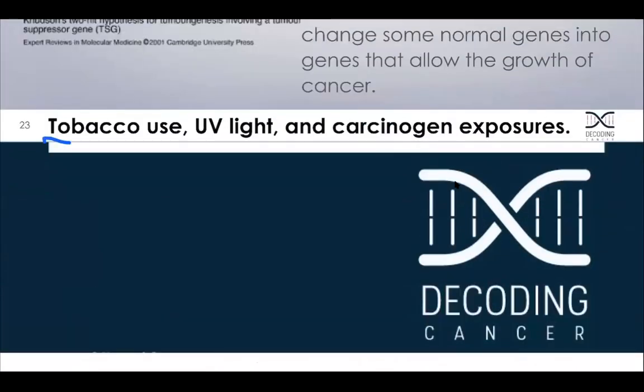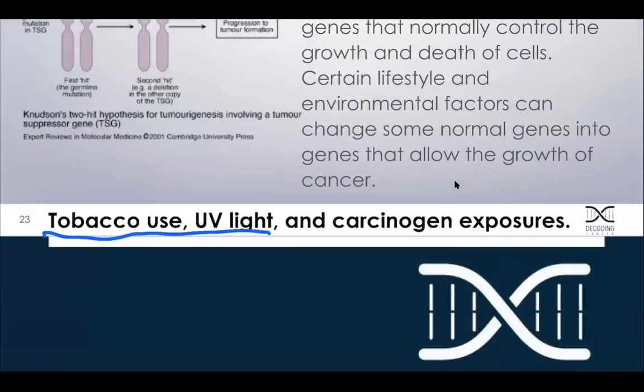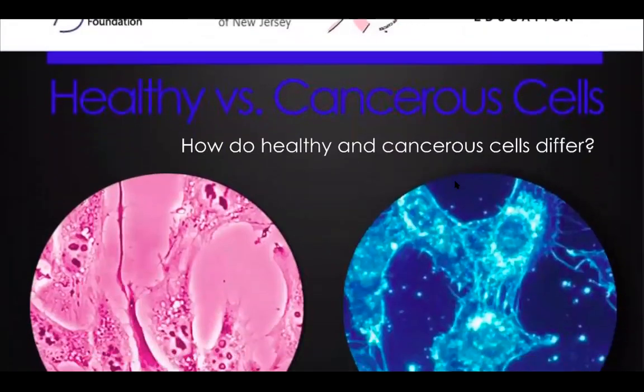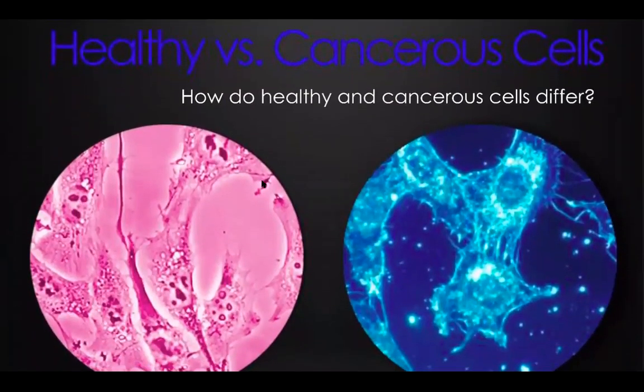So, obviously exposure to things like tobacco, UV light we mentioned earlier, those are the things that can mutate these genes, right? We call them carcinogens. That then can lead to that. So, all right. Any questions on that?